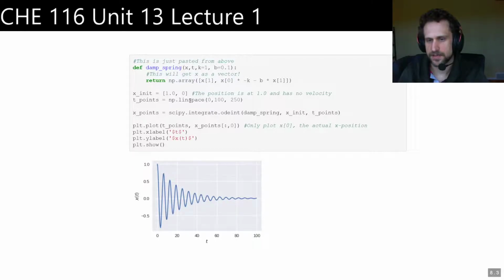Okay, so everything else is the same, except for I think we do a little bit longer time. So we go from 0 to 100 with 250 increments. All right, and that's how you solve an ODE in Python. Are there any questions on this?